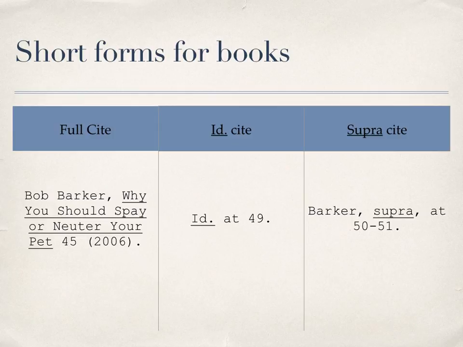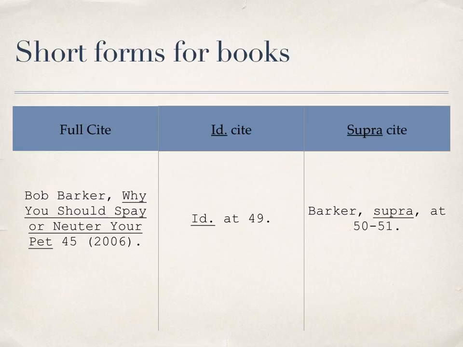Like statutes and like cases, there are short form citations available for books. I've departed from our earlier examples and came up with a different one here for this chart. A full cite of a book, again, is going to be your author, your full title of the book, the page you found the information, and your edition and date parenthetical at the end.